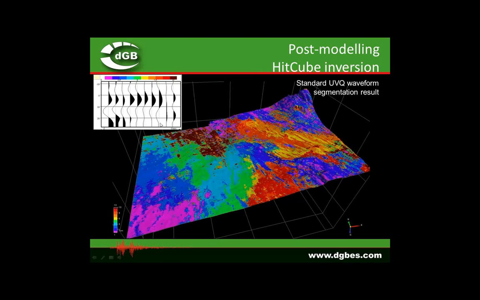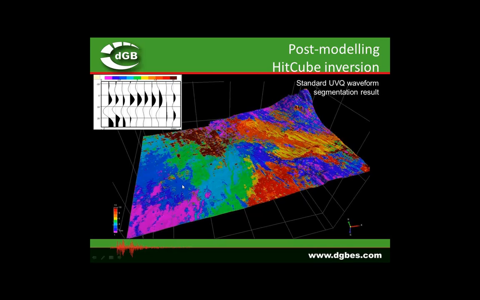So you get a color-coded map, which is most often showing lateral changes in facies, so either in terms of structure or hydrocarbon content or lithology. But the main issue with such a UVQ result is that this is as far as you can go with a UVQ segmentation, with a waveform segmentation. You cannot go beyond this map and this display of the class centers. The heat-cube inversion is an attempt to go a bit further and actually to use this information.